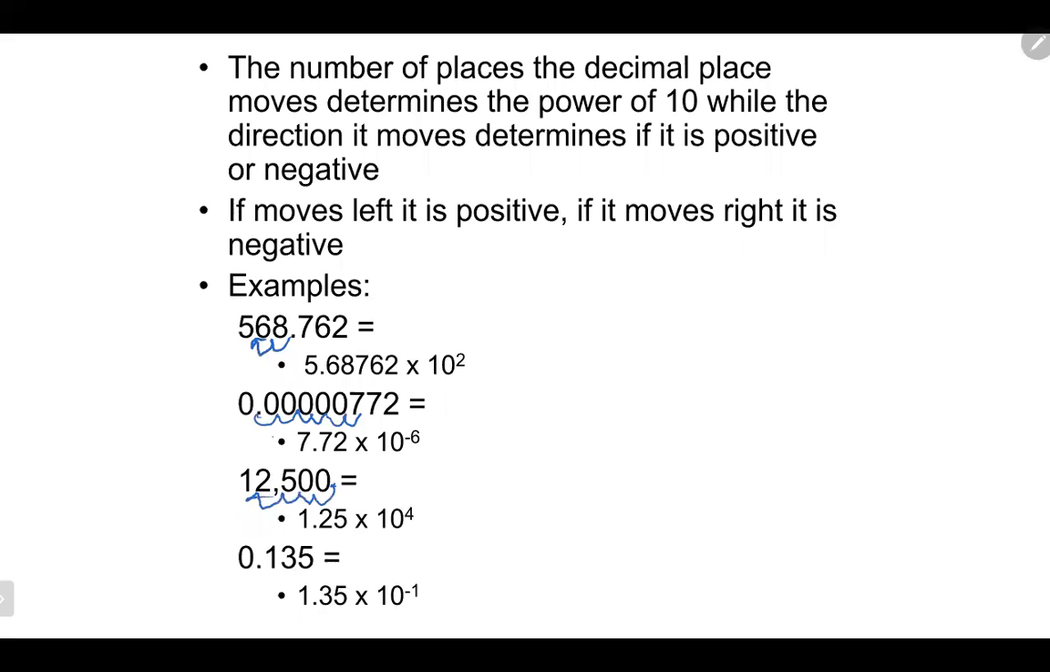Gives us a number between 1 and 10, which is, again, what we're shooting for there. And that would be 1.25 times 10 to the 4. And lastly, coming this way, 1 place gives us 1.35 times 10 to the minus 1. Again, as you can see, bigger numbers above 1, positive exponents; smaller numbers, negative exponents. That's a good way to remember it.